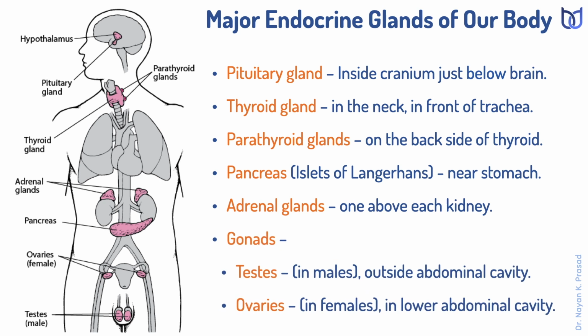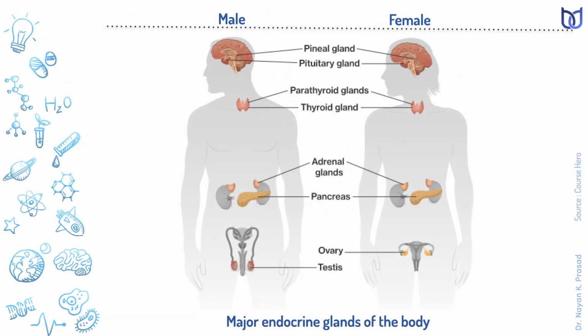Gonads are the names for reproductive organs. There are two types of gonads: testes and ovaries. Testes are found in males, which remain located outside the abdominal cavity. Our ovaries are found only in females, and these lie in the lower abdominal cavity. Remember, all different endocrine glands are almost the same in male and female except gonads. Ovaries are found in the female body, and testes in males only.